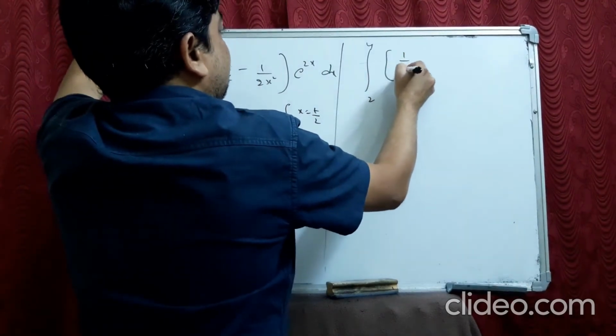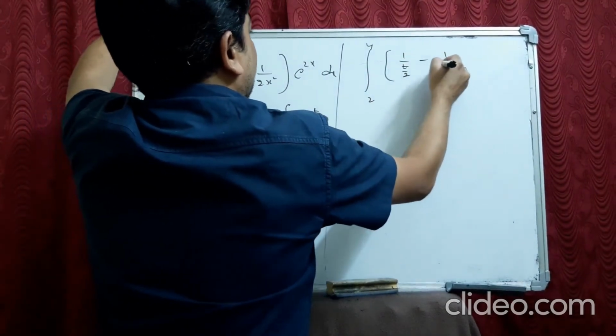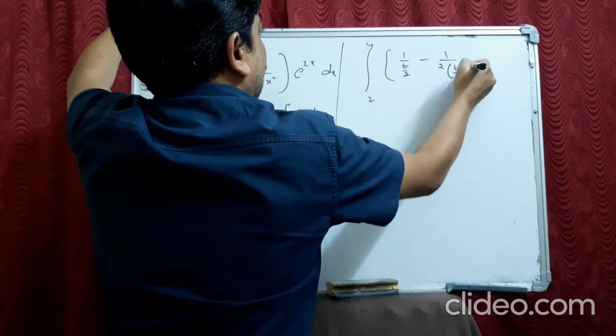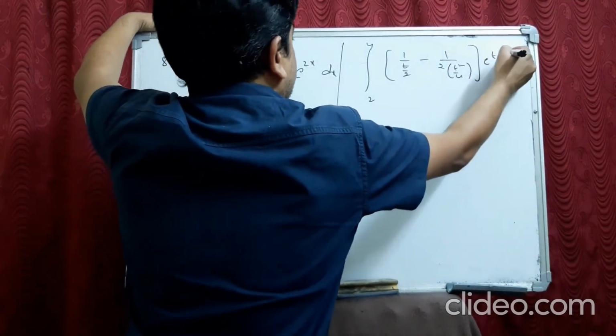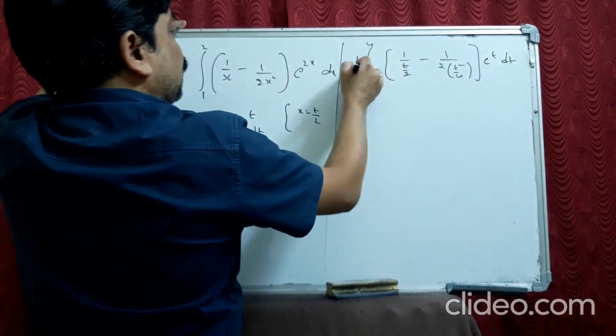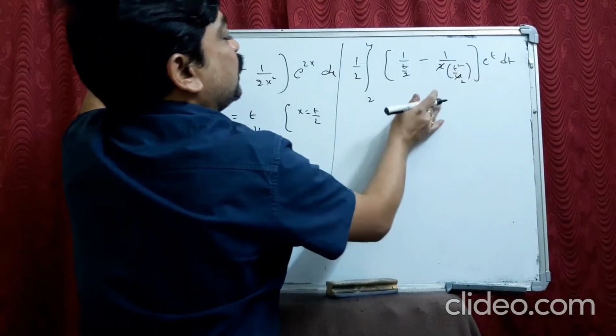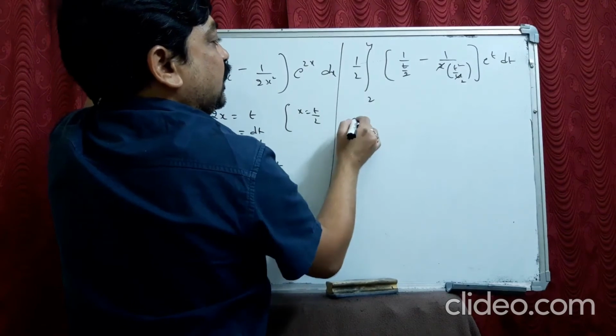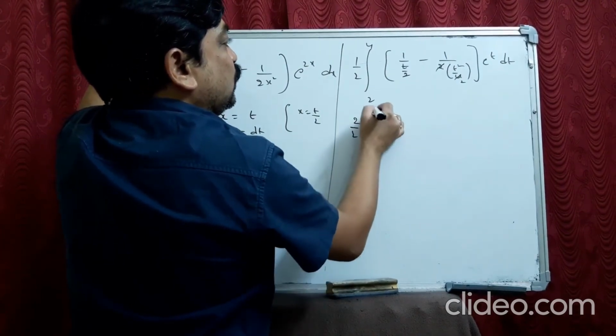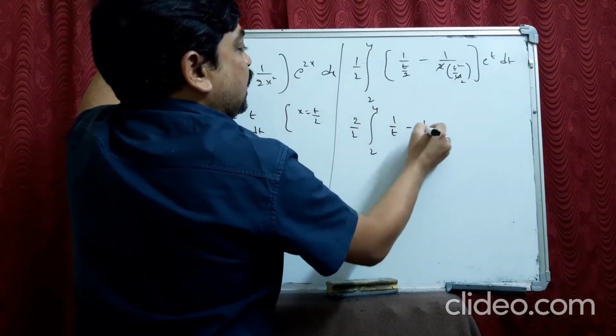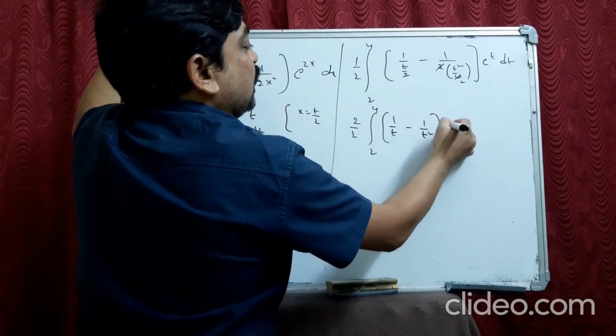So 1 by t by 2. 1 by 2 into t square by 4, e power t dt by 2. Now we can cancel this 2. You can take this 2 outside like this. 2 by 2, 2 to 4. 1 by t minus 1 by t square, e power t dt.